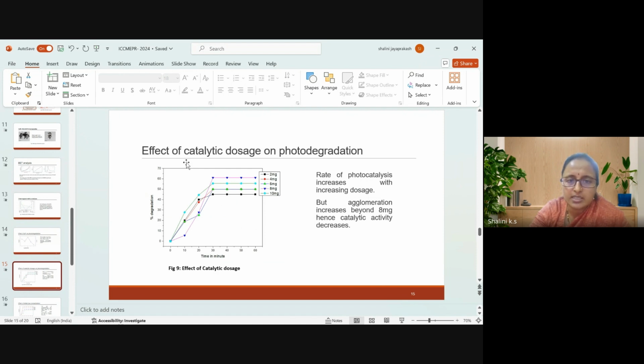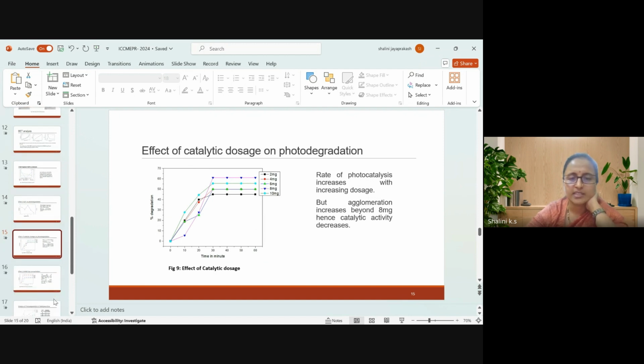When we did the study for catalyst dosage, as the dosage of catalyst increased, the degradation was better, but beyond a certain amount we got the highest percentage of degradation at around 8 mg, and beyond that, at 10 mg, it decreased. We reasoned this to be because of agglomeration of the catalyst in the system. That closes the active sites and interaction comes down, so the photodegradation will be lesser.